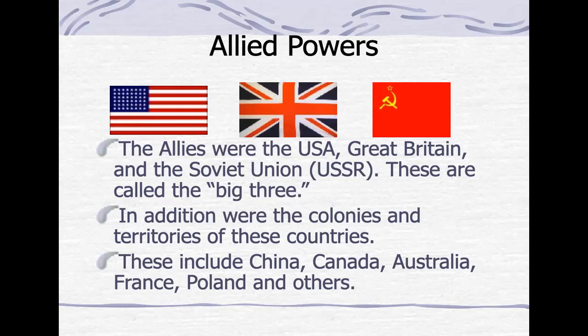Something I'm going to point out about all of those is they were under British control. Definitely Australia under British control, definitely Canada. China was somewhat under British control. I think at this point most of China was under British control because Britain hadn't given Hong Kong back to China yet.